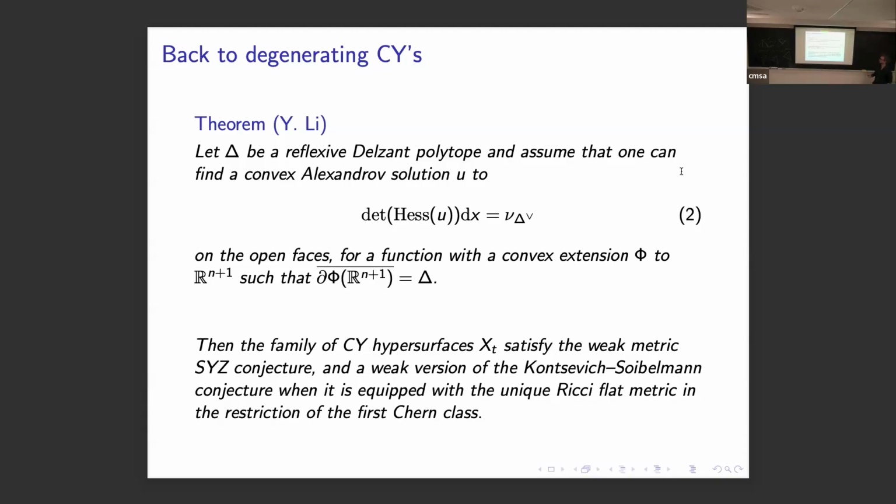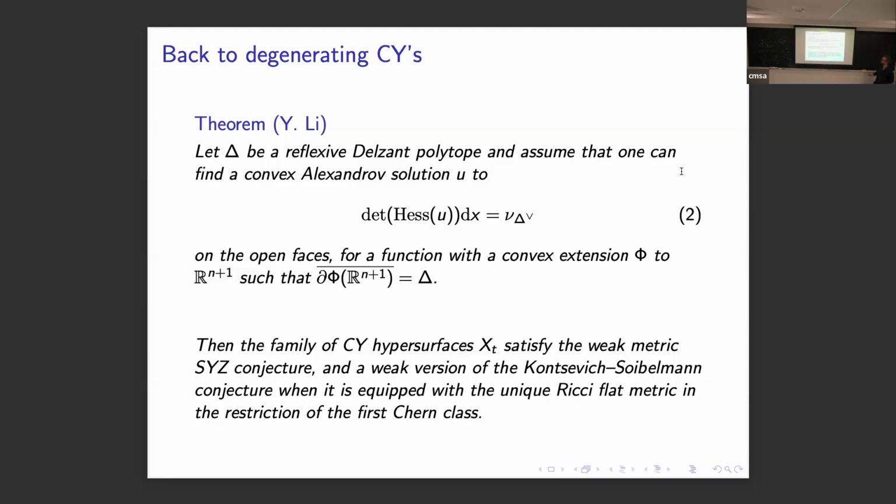The reason is that the consequence that we want is for this weak SYC, and then we're allowed to remove things that don't have much volume, so we can remove this codimension 1 part. The consequence for this family is that you know the weak metric SYC conjecture, and also a weak version of the Consider-Scholden conjecture. So, of course, the natural question is if you can find such solutions.